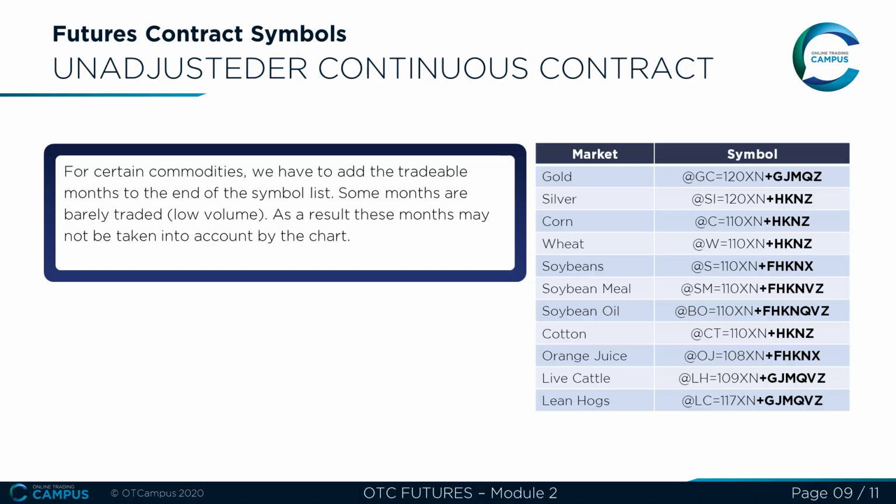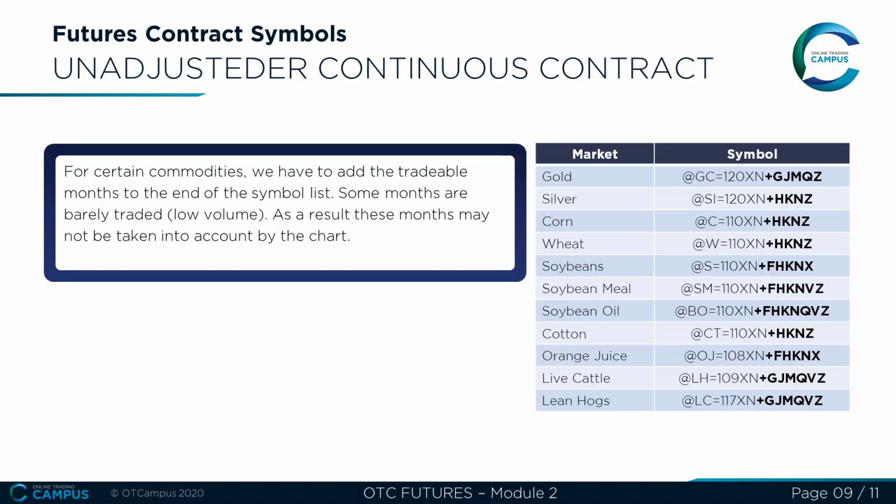We must use a different type of future symbol to get the software to only plot the highest volume contract month on our charts. For our soybean example, we need to add some characters to the @S=110XN symbol. Once we add these symbols, you never have to change them because they are consistent year after year. The table to the right will provide a list of markets that need to have these symbol adjustments. Enter the symbols just like you see them, including all characters.